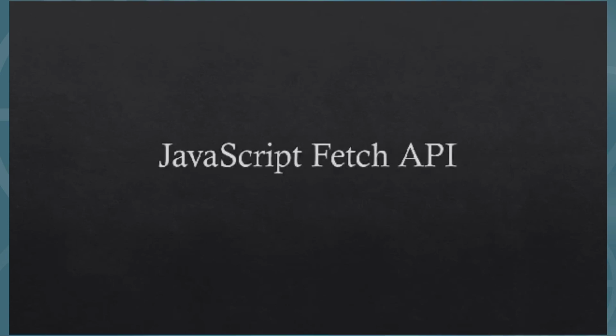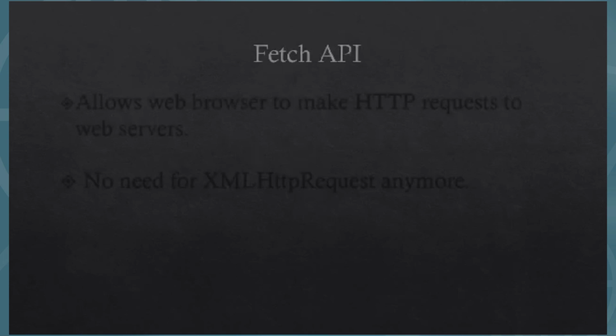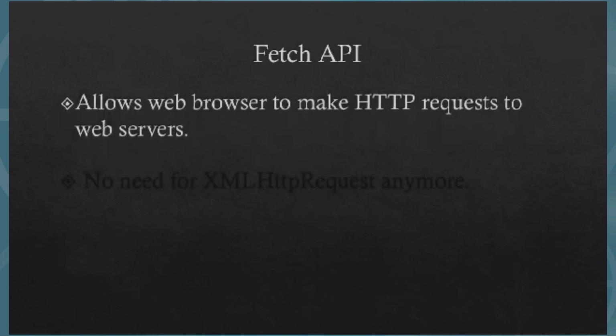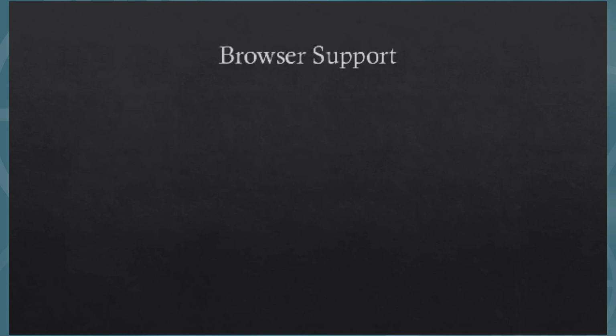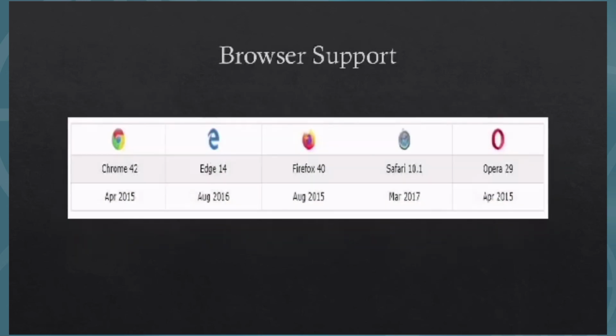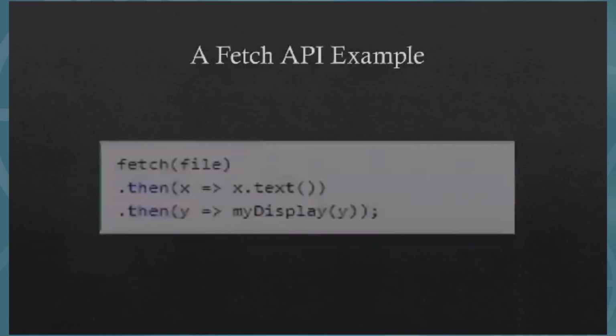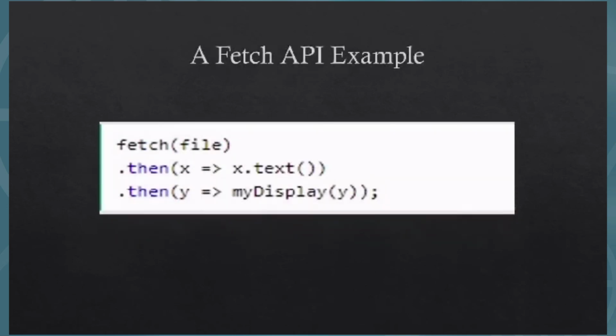JavaScript Fetch API. The Fetch API interface allows web browsers to make HTTP requests to web servers. It doesn't need XMLHttpRequest anymore. The numbers in the table specify the first browser versions that fully support the Fetch API. This example fetches a file and displays the content.